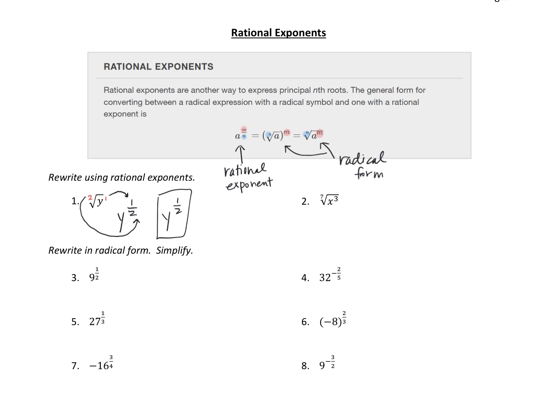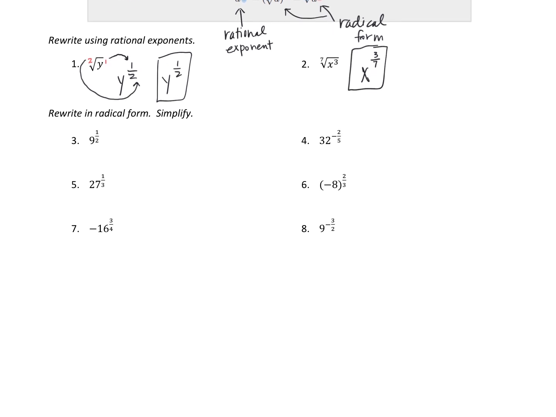Same idea for number 2. Your exponent is 3, your index is 7, so this would be rewritten as x to the 3/7. For the next 6 problems, we're going to be writing in radical form. So we want to use a square root or radical to simplify these.